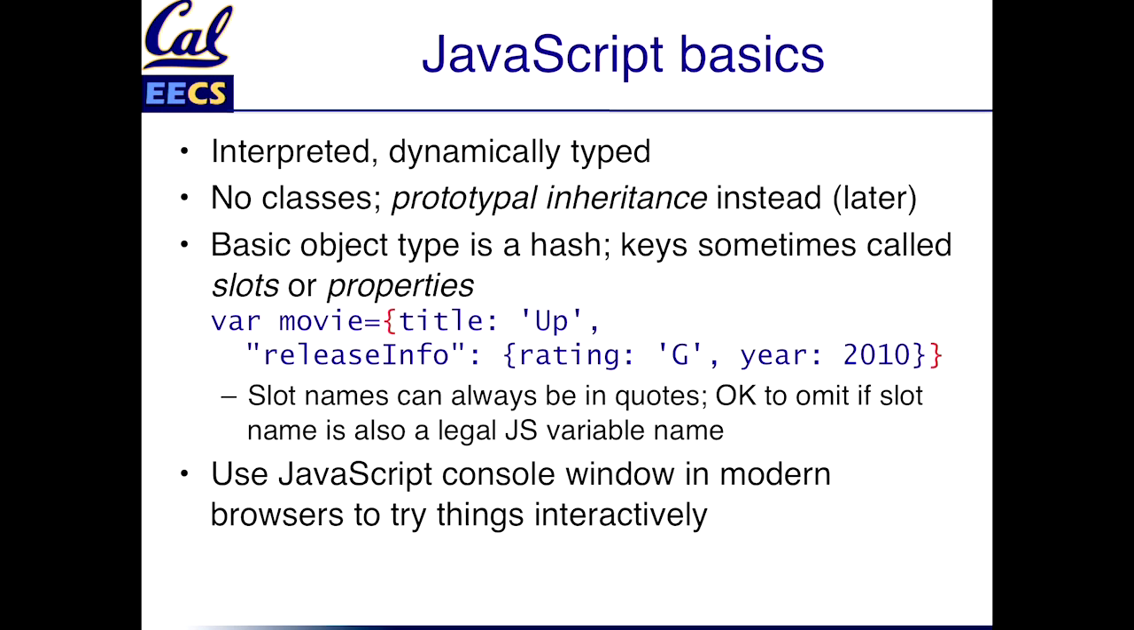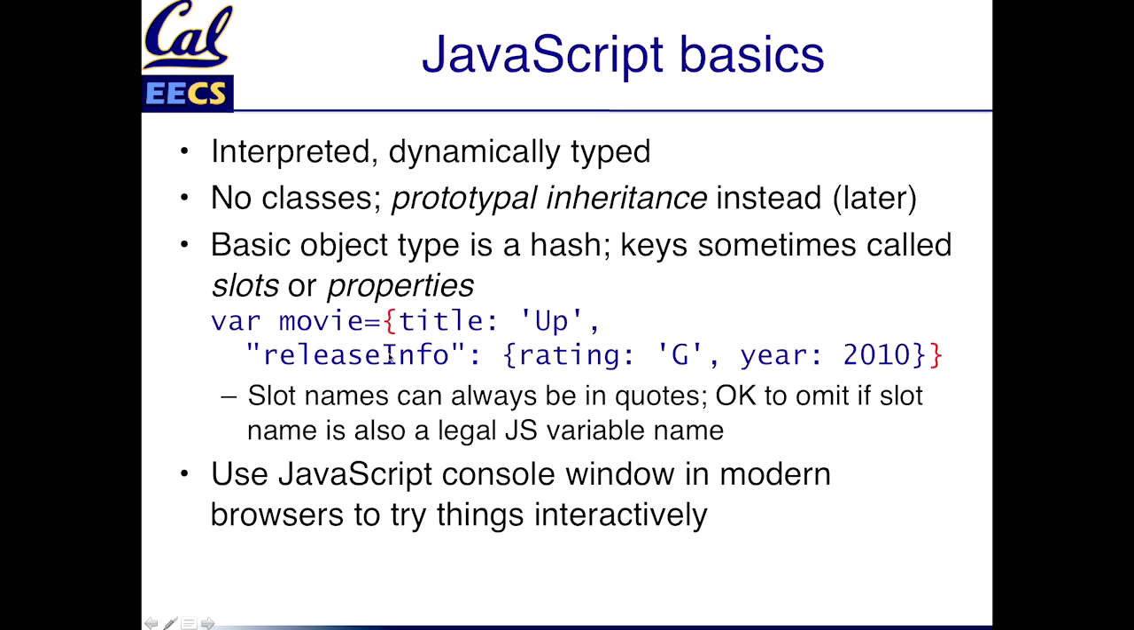The basic object type in JavaScript is essentially a hash. So kind of like a Ruby hash, the keys are called slots or properties. Unlike a Ruby hash, the keys generally do have to be strings. So remember, in Ruby, you can key a hash on pretty much any type of object. Not so in JavaScript. Here's a simple syntactic example of an object that I'm assigning to the variable movie.